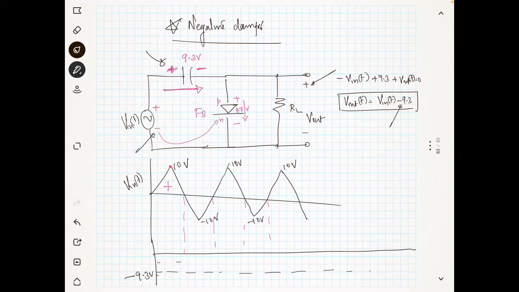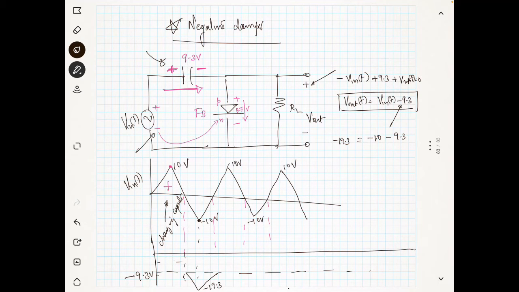Now when the input voltage, so first cycle, forget about the first cycle, because the first cycle is actually representing charging the capacitor. Now in the second cycle the input is minus 10. When the input is minus 10 minus 9.3, you will get the output as minus 19.3. So this actually will go to minus 19.3.